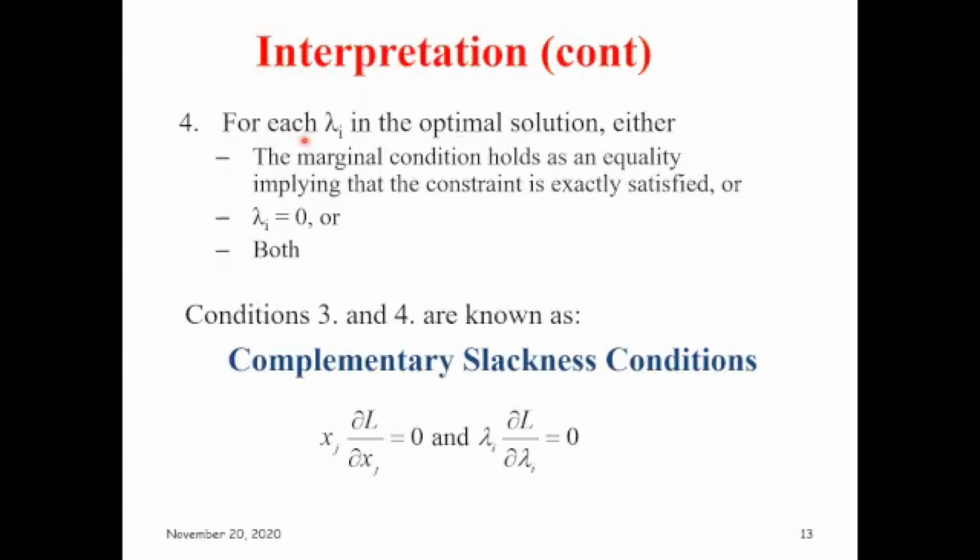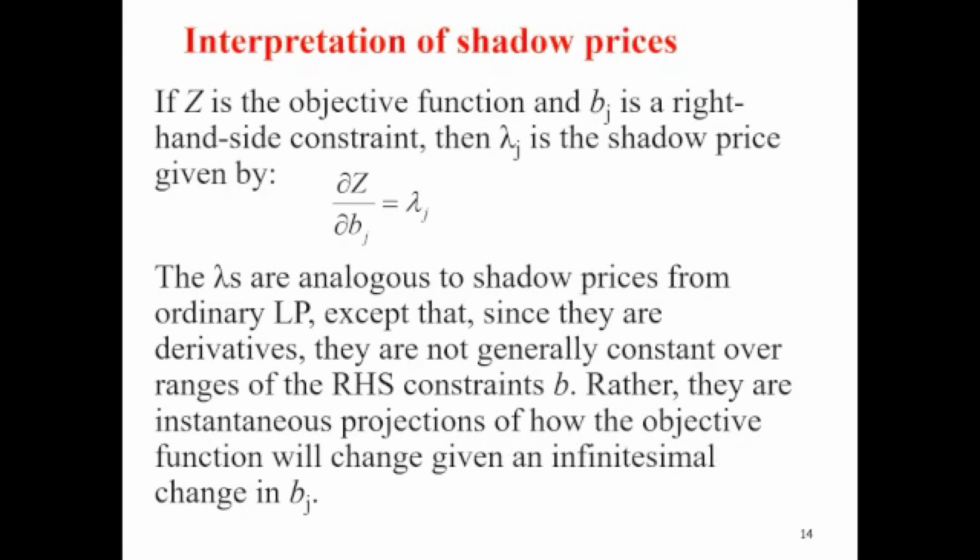The fourth interpretation is that for each lambda i in the optimal solution, either the marginal conditions hold as an equality, implying that the constraint is exactly satisfied, or again, that the lambda i's are equal to 0, or both. So again, 3 and 4 are known as the complementary slackness conditions.